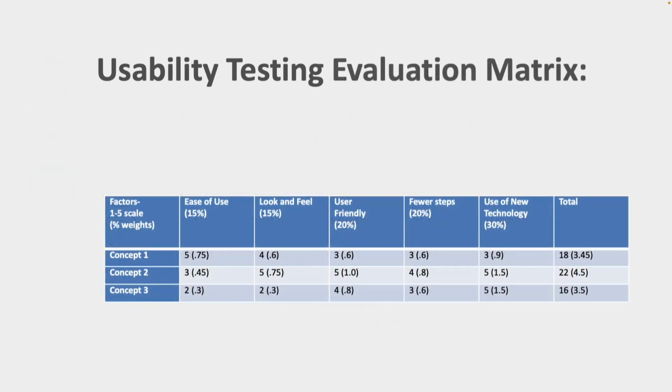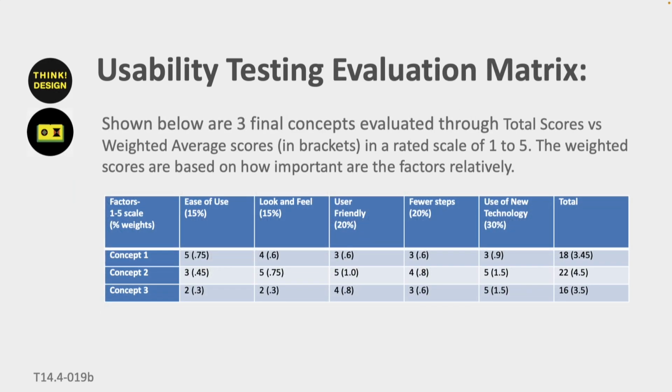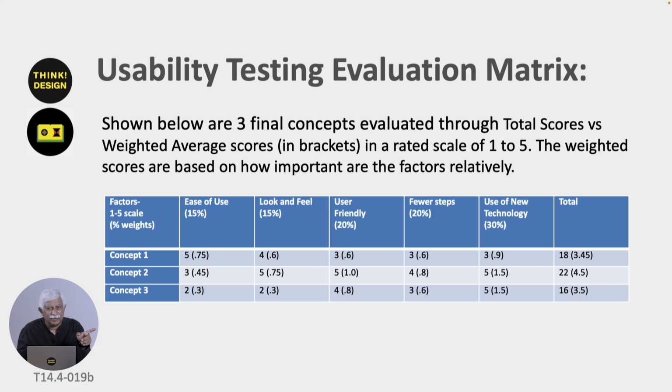So here is shown, for example, three final prototypes: concept 1, concept 2, and concept 3, rated on a scale of 1 to 5. The weighted averages are also given because we've given different weights. For example, 15% for ease of use, 15% for look and feel, 20% for being user friendly, 20% for having fewer steps, 30% for use of new technology, and the total is that.